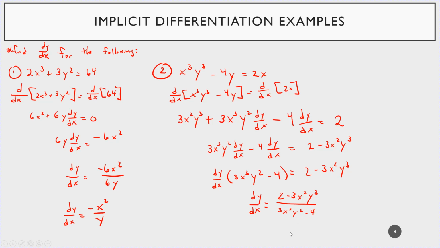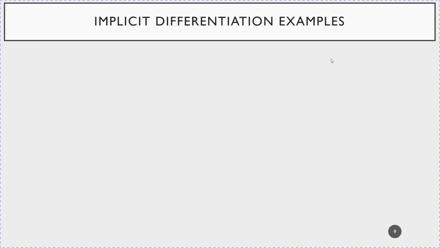Okay, let's do an even harder one. Let's try to find dy/dx for this. Let's look at the square root of xy is equal to x squared y plus 1. So you're going to differentiate with respect to x. I'm going to rewrite this as (xy) to the 1/2 power, because that'll help me, and differentiate with respect to x of this.